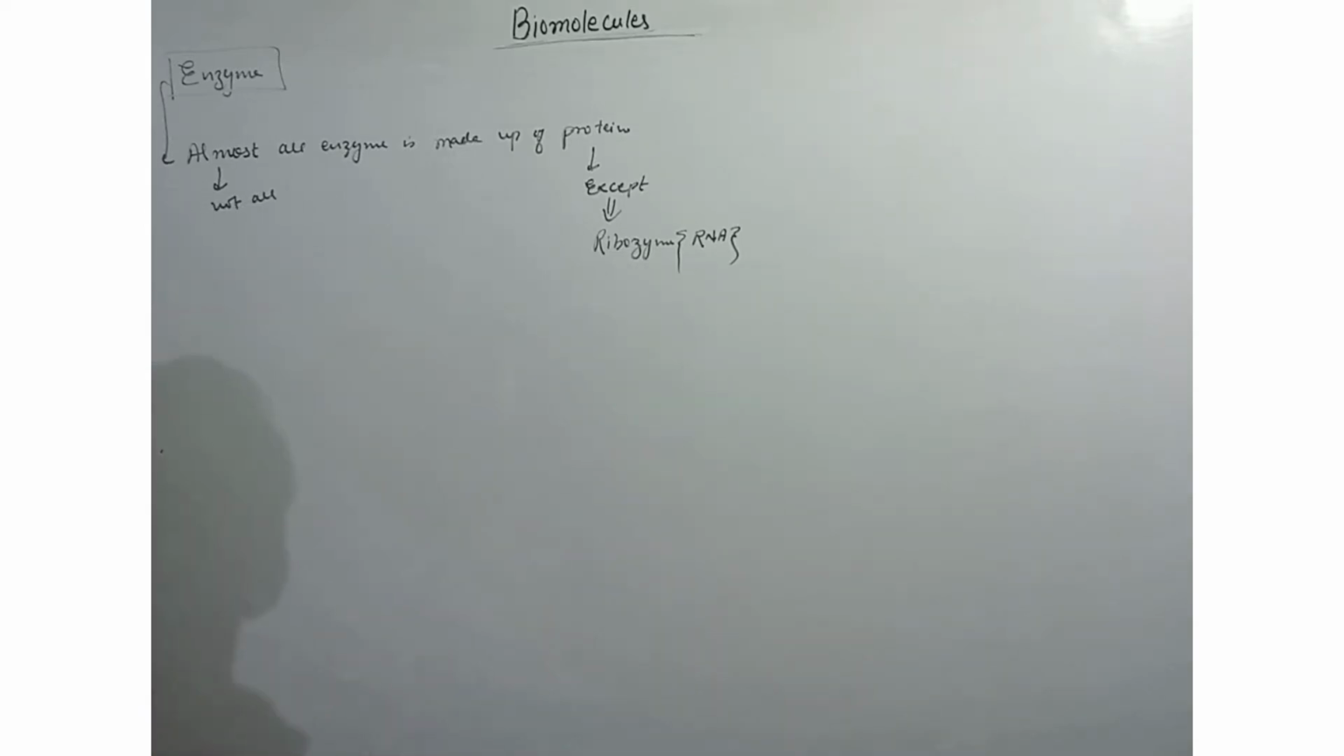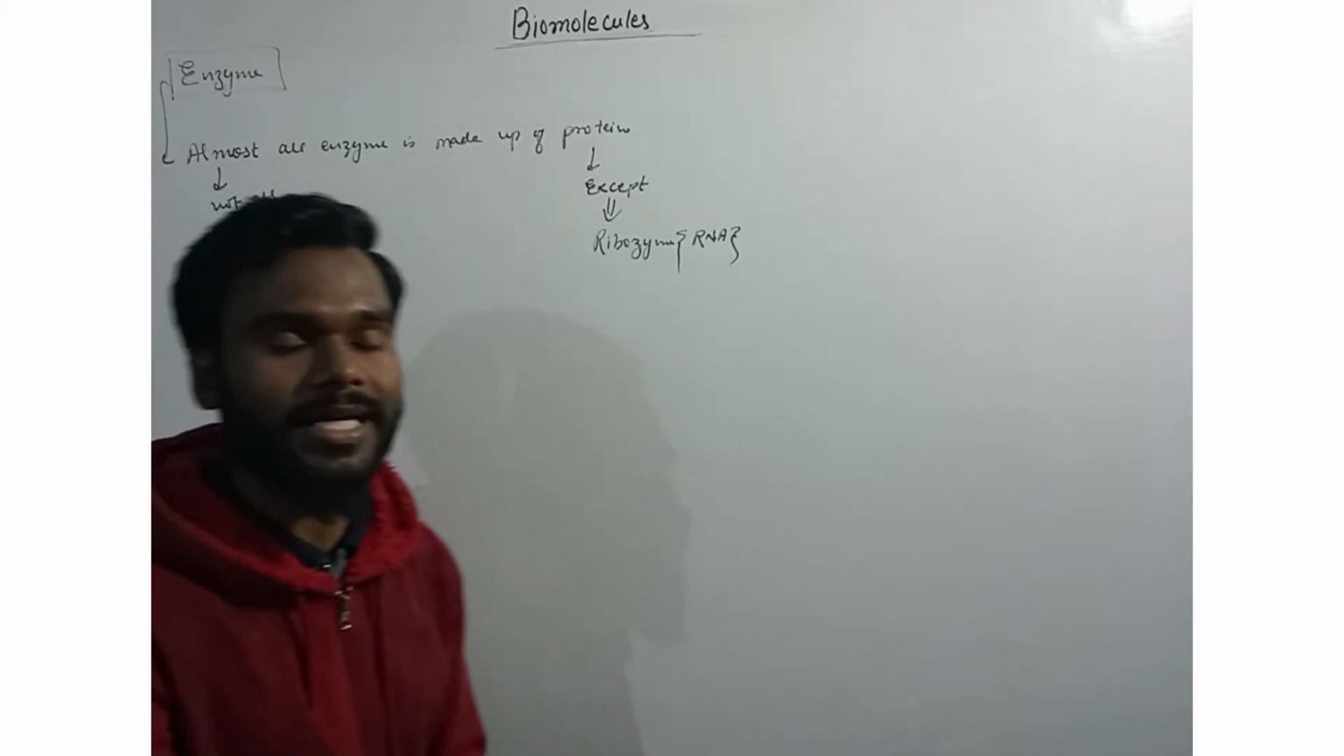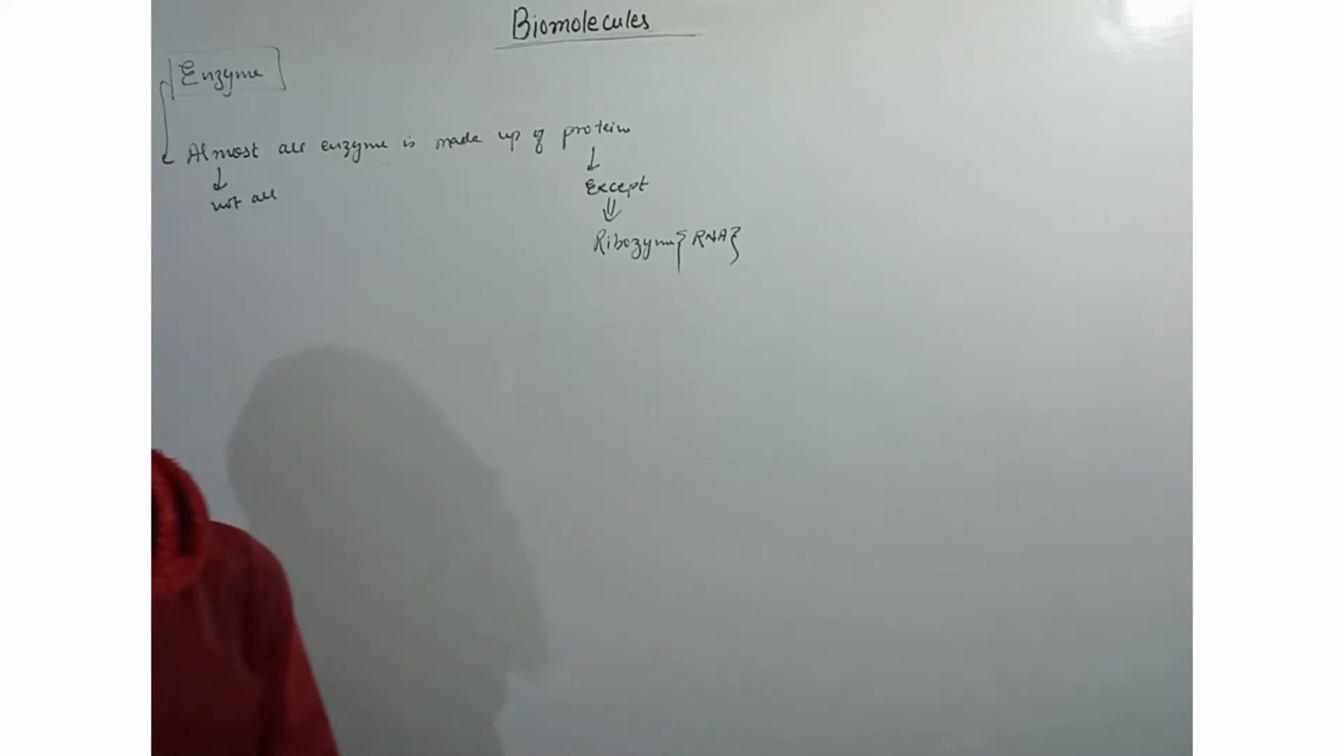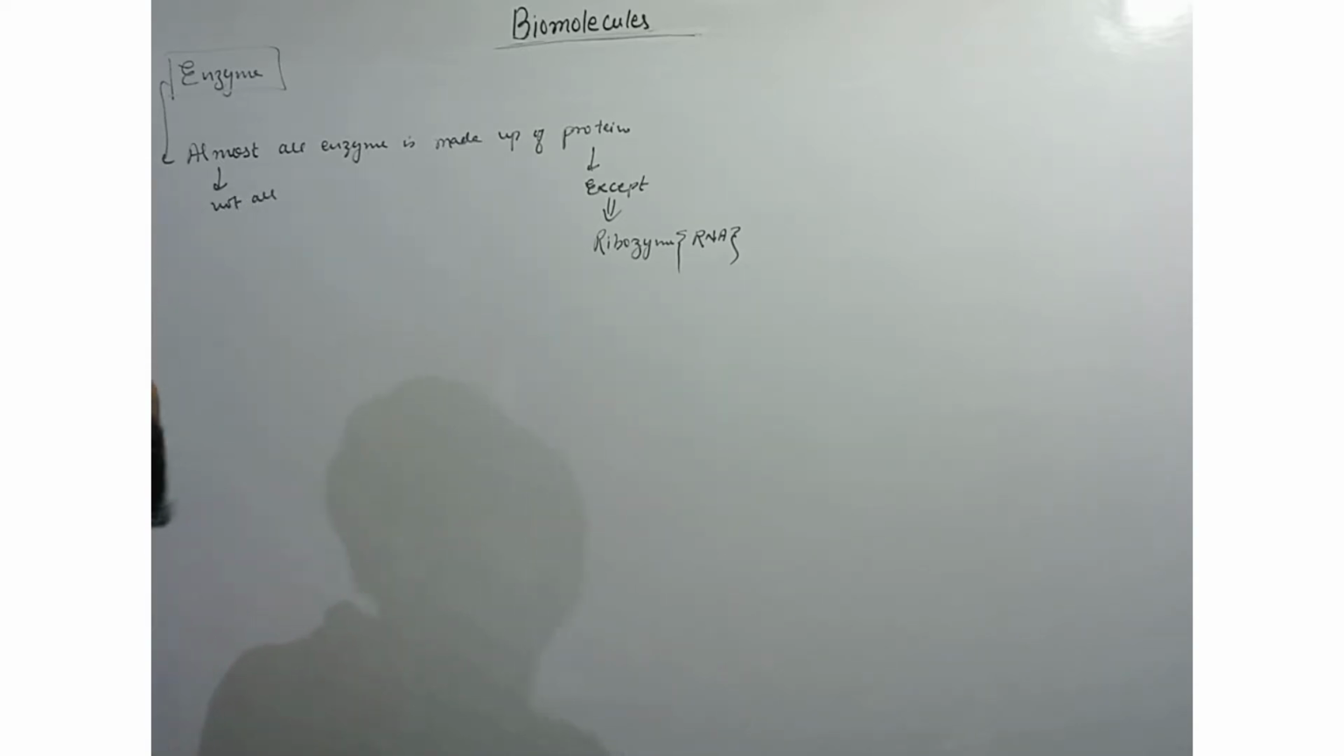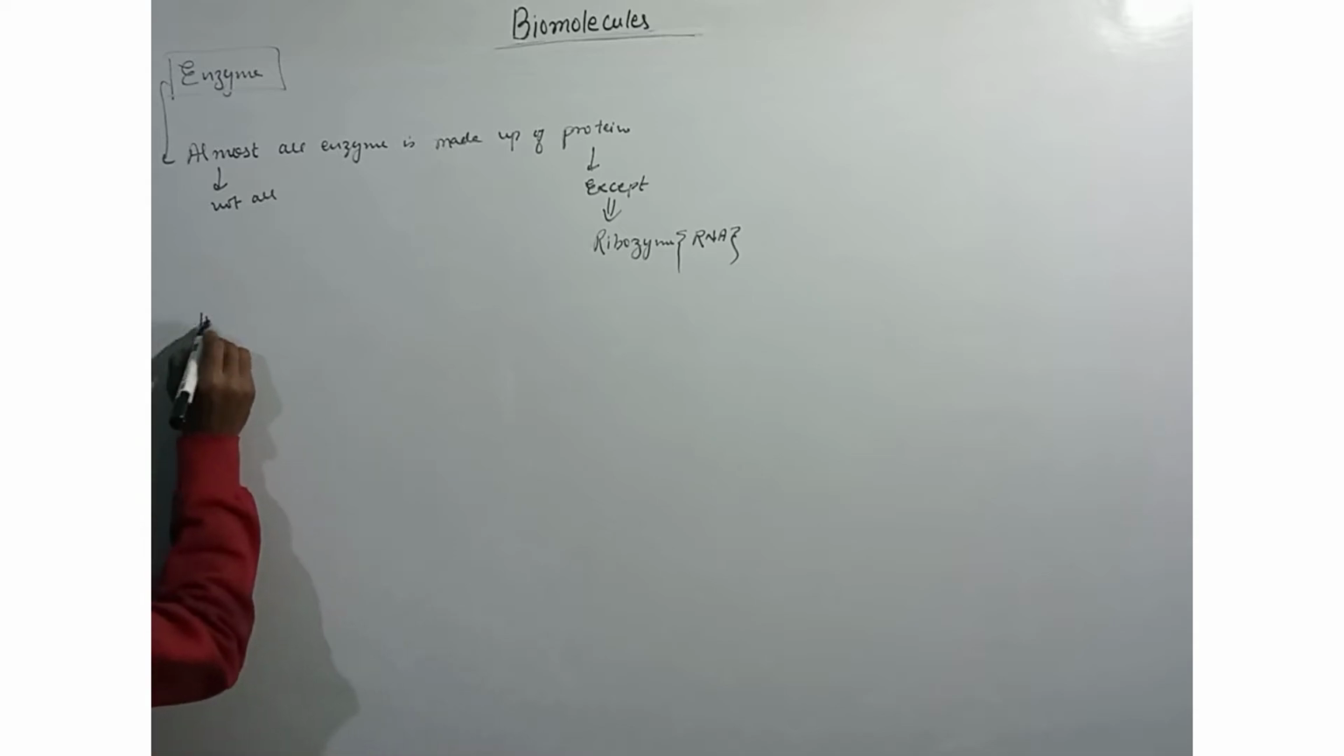Now we're talking about an enzyme. The enzyme is made up of protein. The protein has different forms of structure: primary structure, secondary, tertiary, and quaternary. So let's see the primary structure of protein.